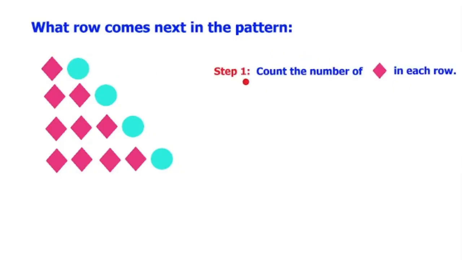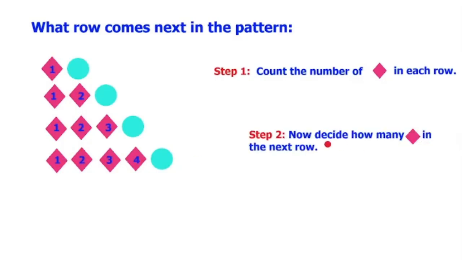So first thing to do is to count the number of diamonds in each row. This one has 1, this one has 2, this has 1, 2, 3, this has 1, 2, 3, 4. So let's number those. Okay? 1, 1, 2, 1, 2, 3, 1, 2, 3, 4.